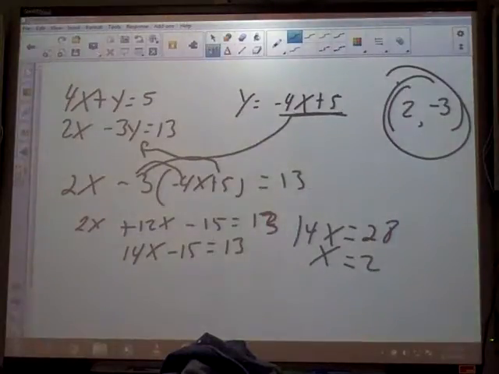Okay, so that's a couple of them doing substitution. That's what we're doing. Like all day. Now we're going to do elimination, which I think is even easier.